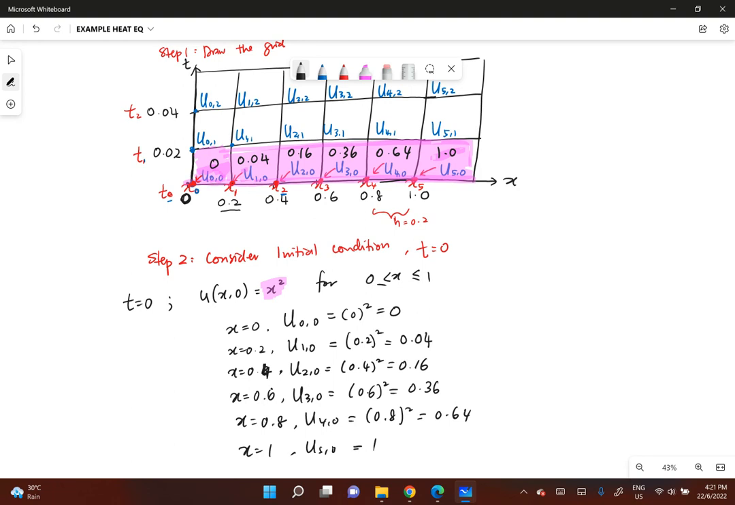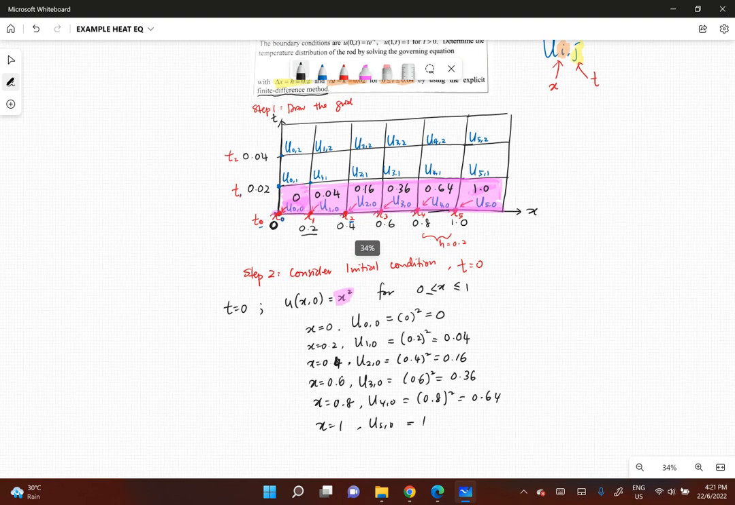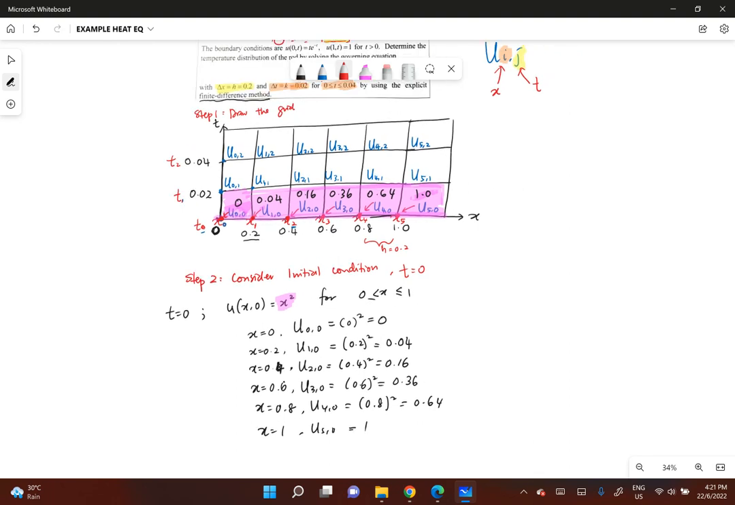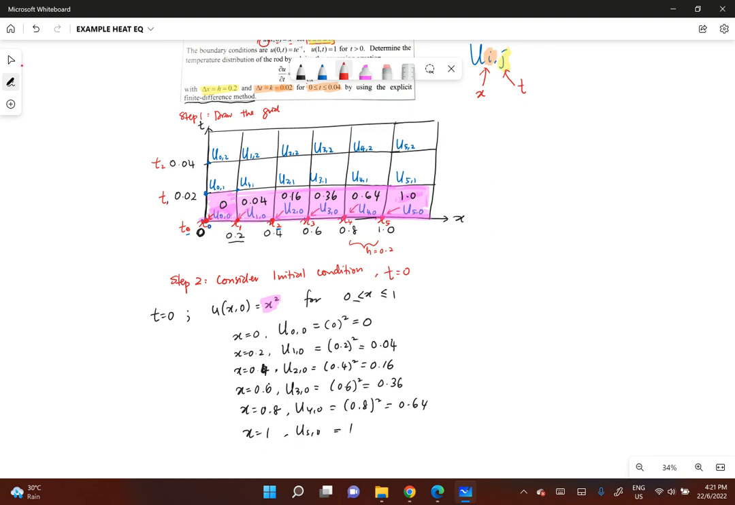Okay, now we consider the boundary. Step number 3. Saya tulis kat sini lah, so that we can see it side by side.